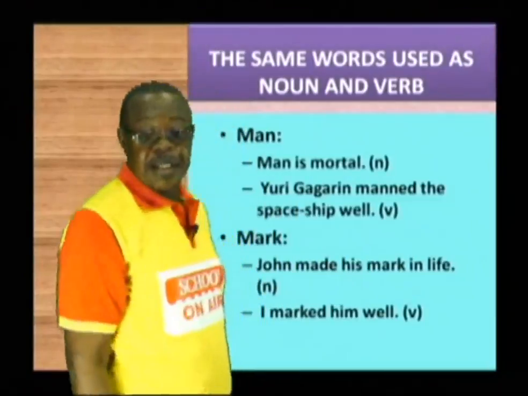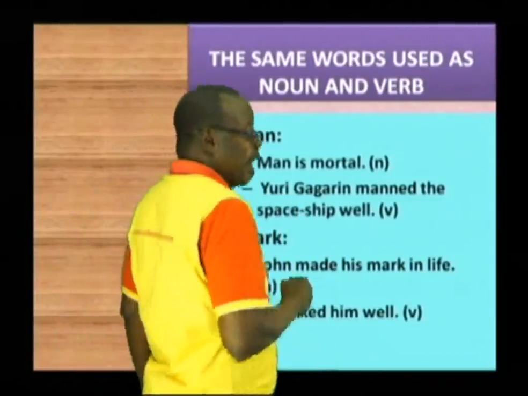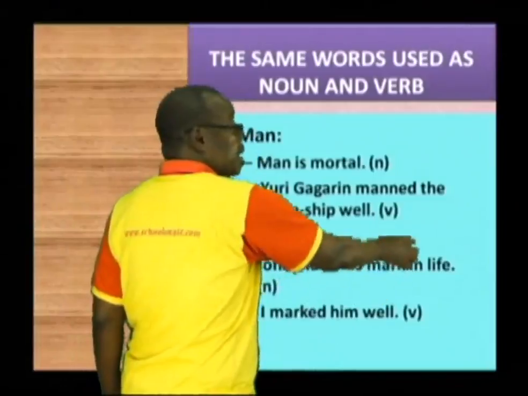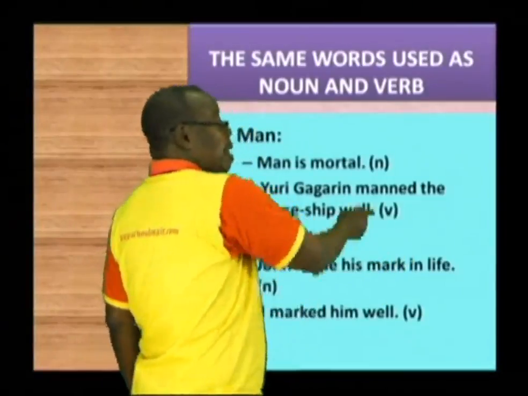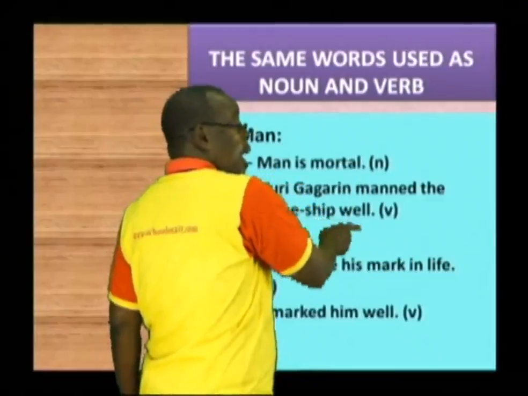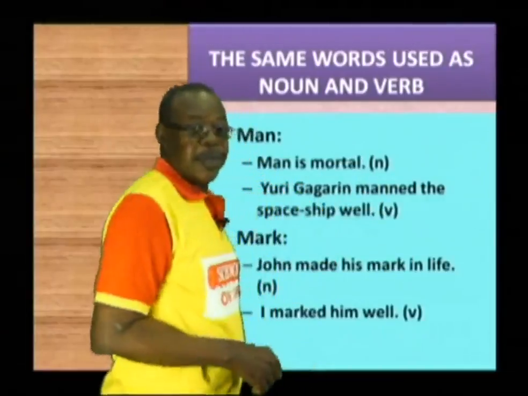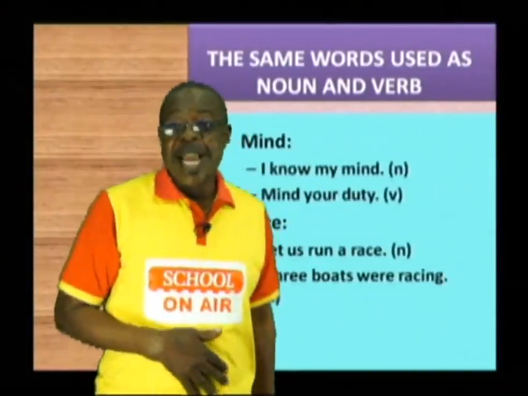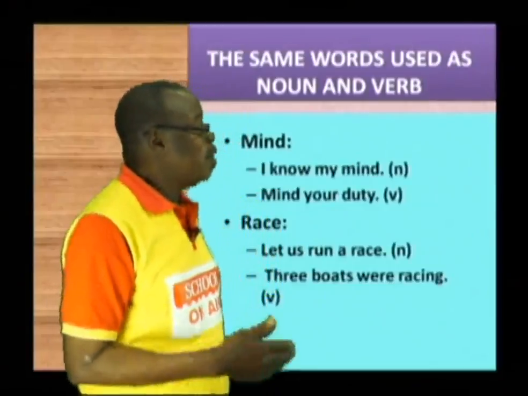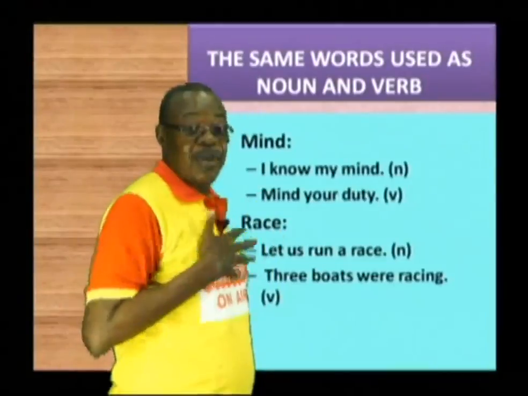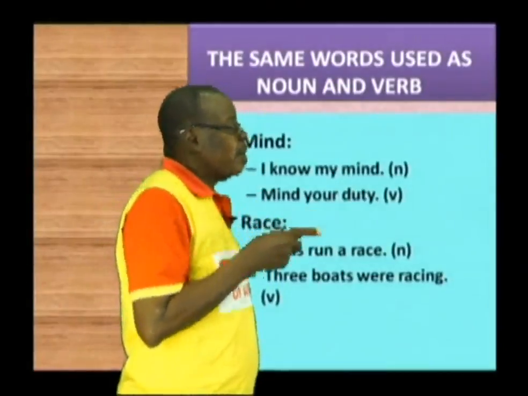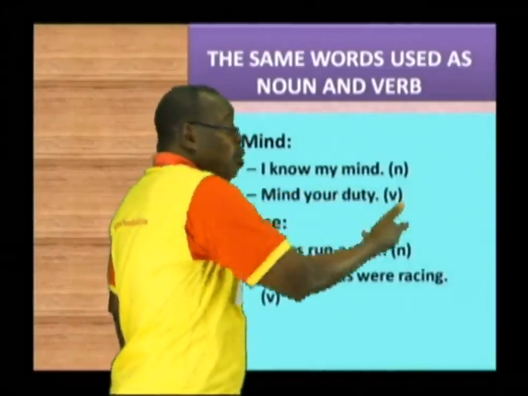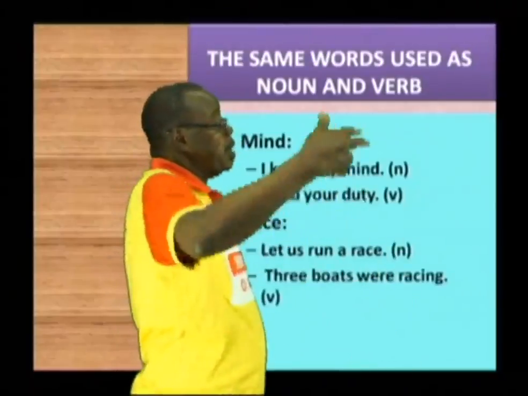Okay? And then look at the next one. I marked him well on the field. Marked here is a verb. Here is a noun, here is a verb. Okay? Then look at the word mind. I know my mind. Then, mind your duty. Mind, the same word used as a noun and the same word used as a verb.